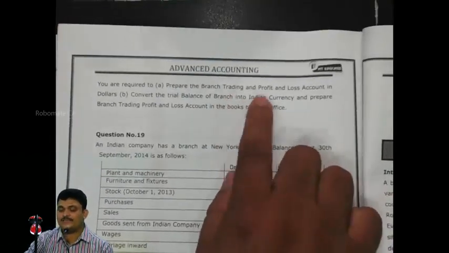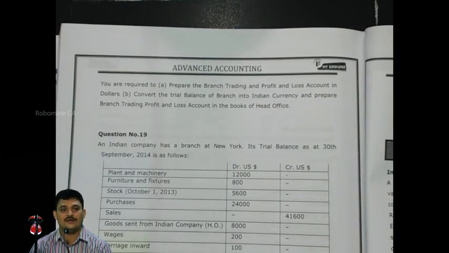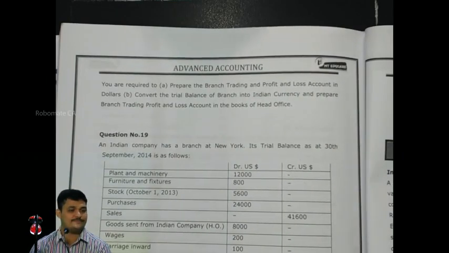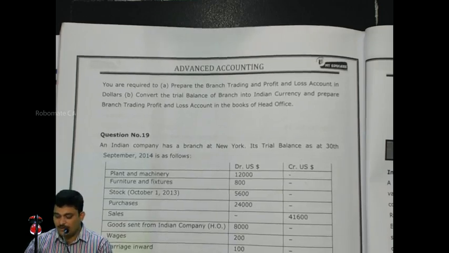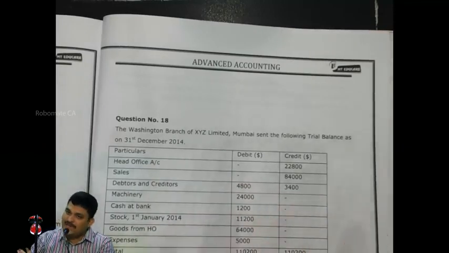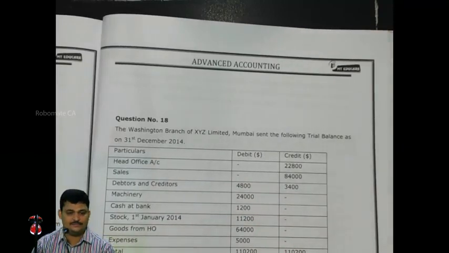Then what are they requiring you to do? Prepare branch trading and P&L in dollars. Which means whatever information they have given is in dollars. So directly with the help of that, prepare trading and P&L in dollars only.